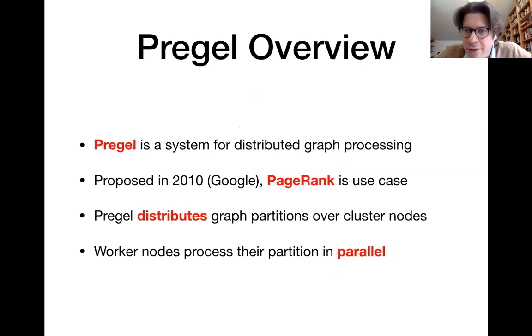Now, Pregel is a system which can do computations like that on very large graphs that are processed by large clusters of machines. It was described in a 2010 paper by Google, and PageRank was one of the use cases for that paper. We generally partition our graph into smaller parts that are managed by specific worker machines, and then they can do iterative processing on those partitions in parallel.